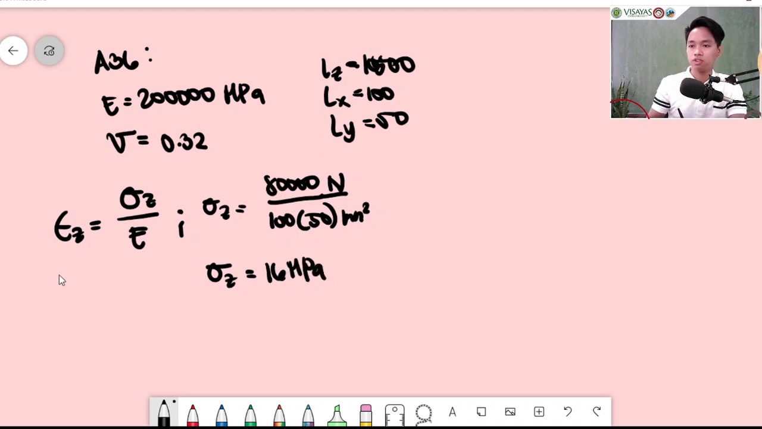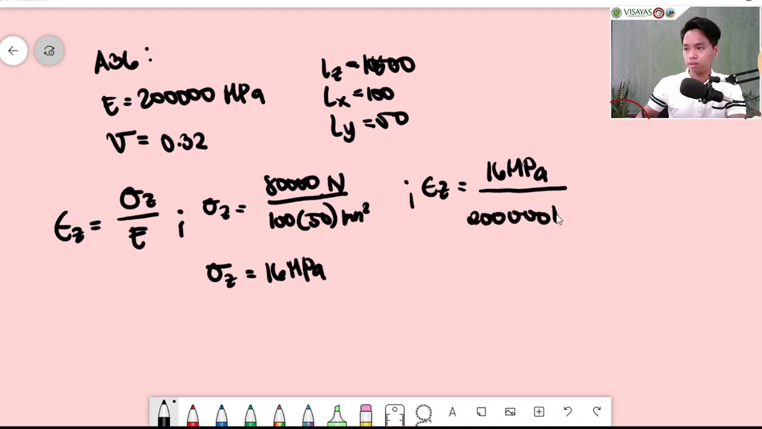So, therefore, we can now solve your strain at Z. That would be equal to 16 megapascal over your E, which is equal to 200,000 megapascal. If you wonder where I found this, it is in the table of mechanical properties in the PDF that I attached. Right? So, megapascal cancels. Therefore, our strain at Z is equal to 16 divided by 200, that would be 8 times 10 to the negative 5.